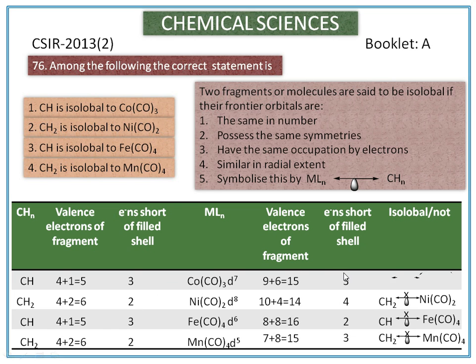Next we check for CH and tricarbonyl cobalt. Here the number of electrons short of filled shells is the same. In both cases it is 3, so it is the correct isolobal pair. So the correct statement is CH is isolobal to tricarbonyl cobalt.